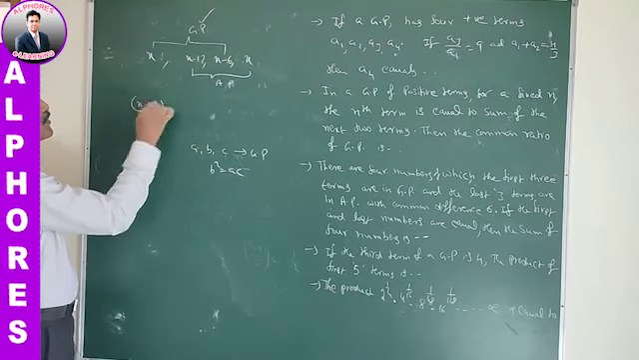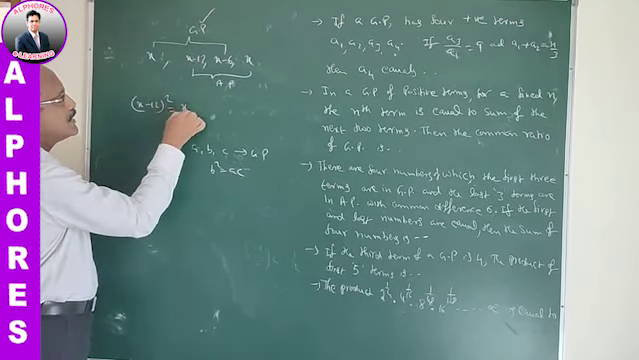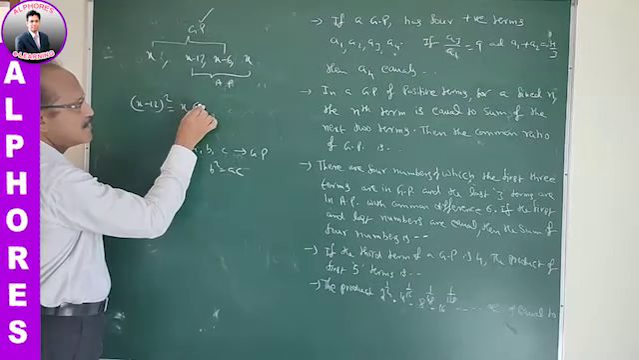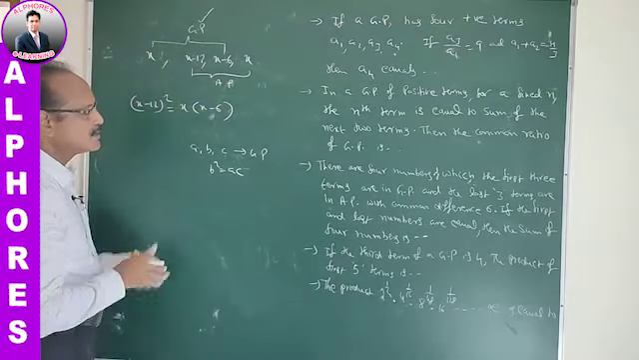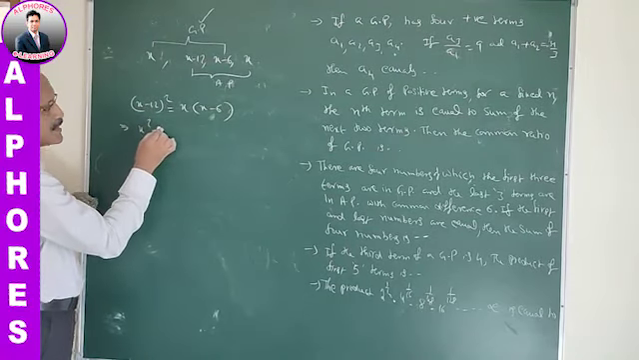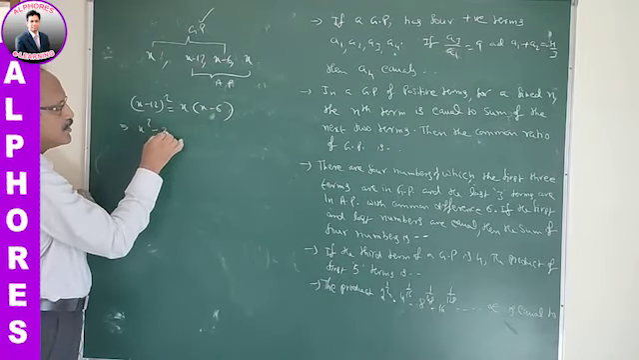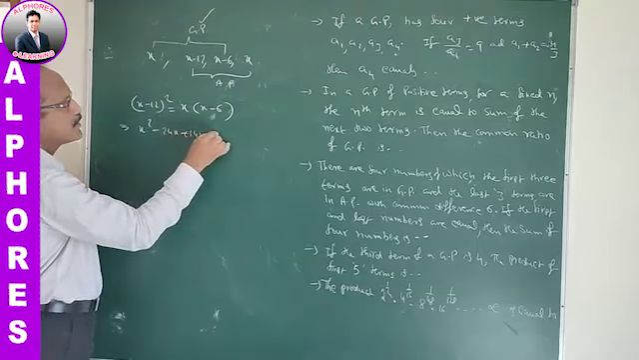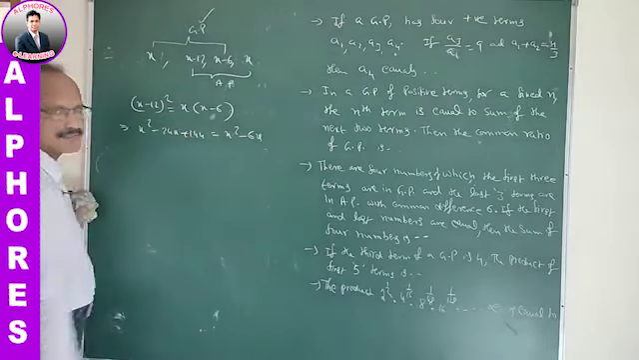x minus 12 whole square, B square equal to AC. AC means A is x and C is x minus 6. That is, expand this one: x square minus 24x plus 144 equal to x square minus 6x.